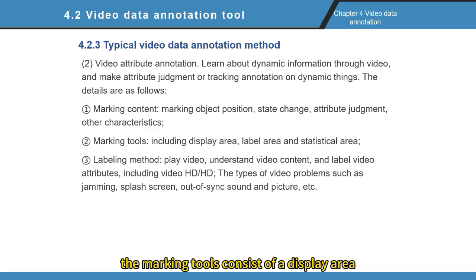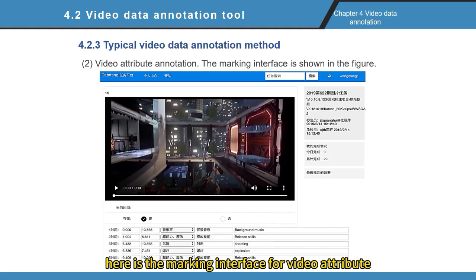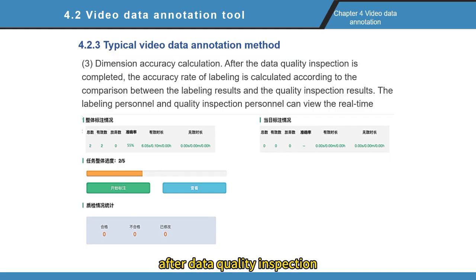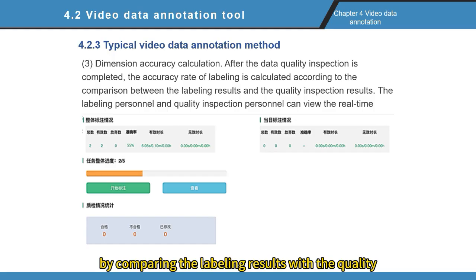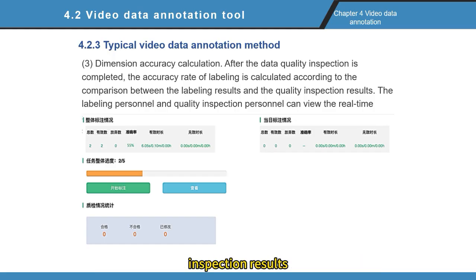The marking tools consist of a display area, a label area, and a statistical area. The labeling method is to play the video, understand its content, and mark video attributes. Here is the marking interface for video attribute annotation. After data quality inspection, the labeling accuracy rate is calculated by comparing the labeling results with the quality inspection results. Both labeling and quality inspection personnel can view the real-time accuracy rate on the task execution page. The accuracy calculation interface is shown in the figure.